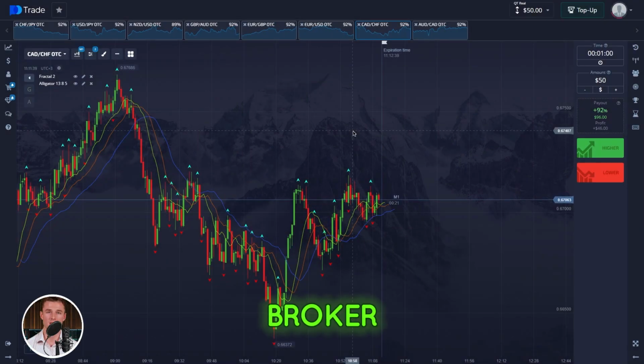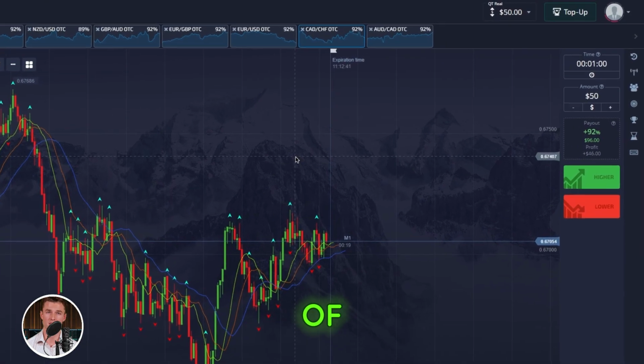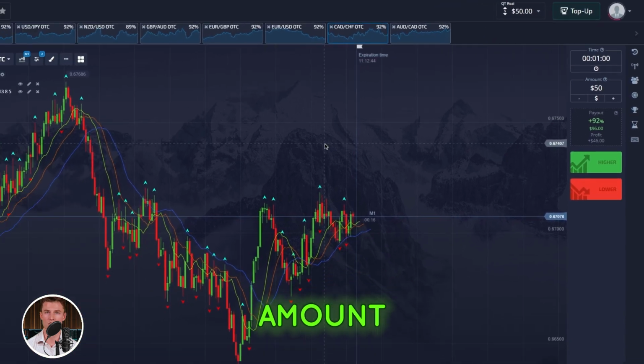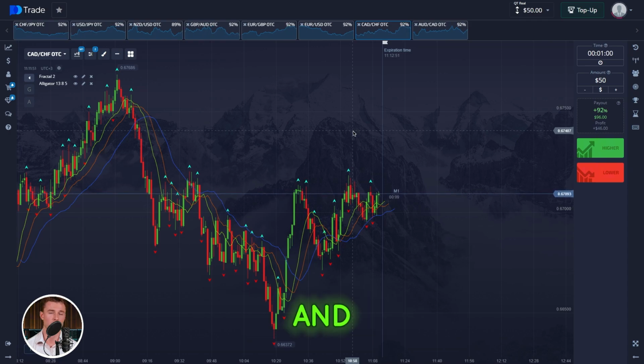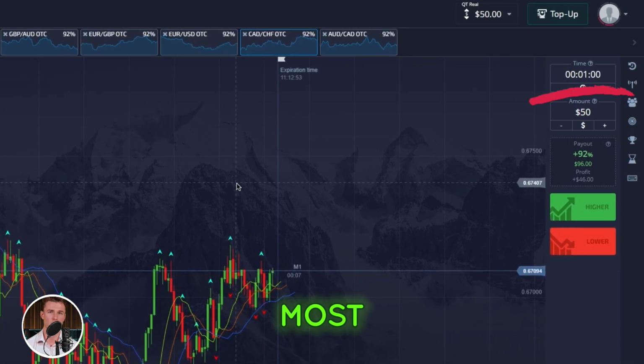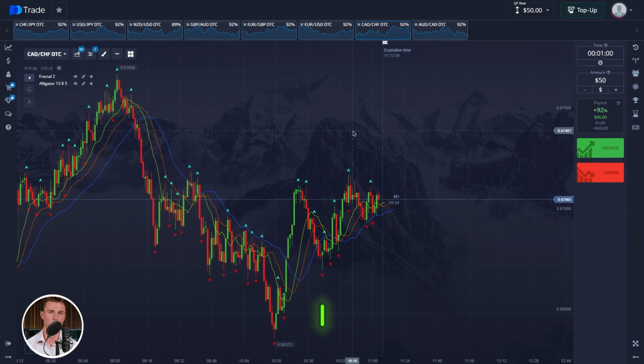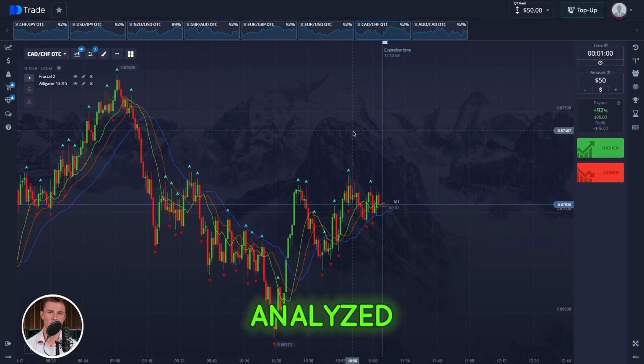So we are on the broker. On my balance, you can see the amount of $50, and from this amount today we will accelerate our deposit. We will open trades on the minute time frame, and all currency pairs with the most optimal character of movement I have already selected and analyzed.